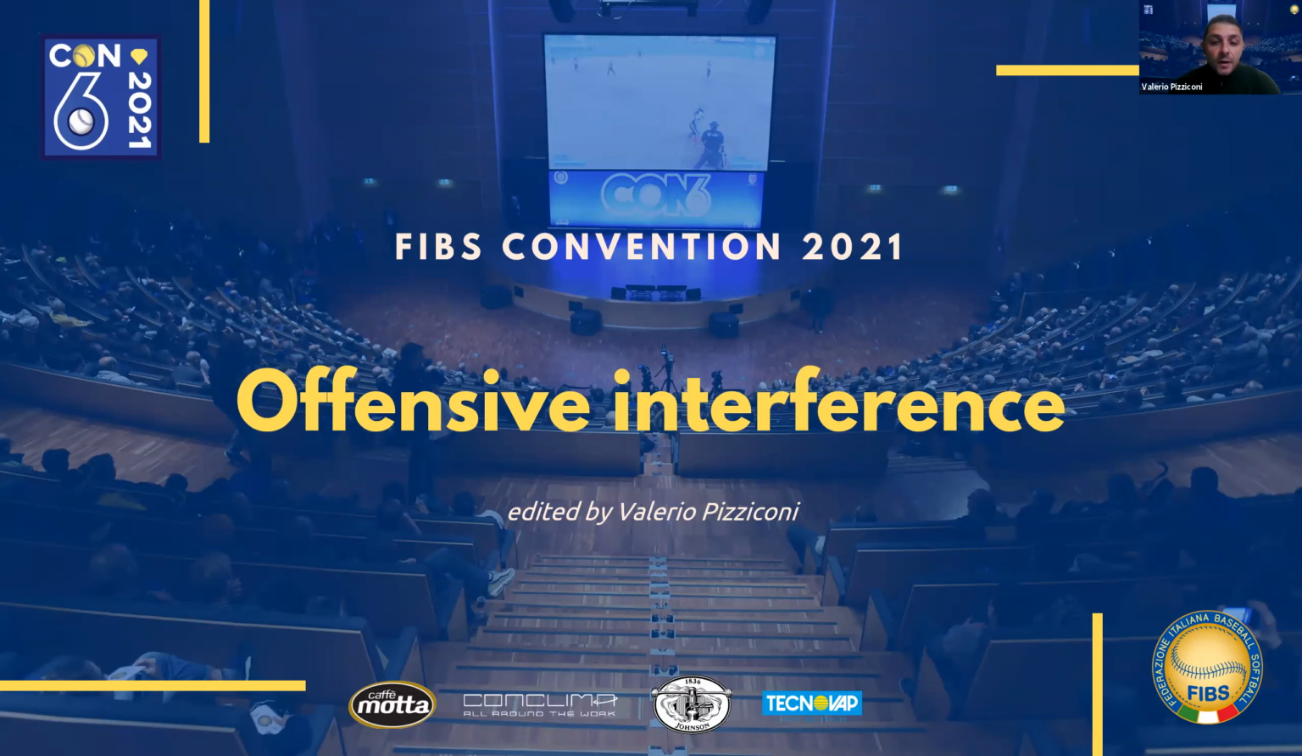Greetings to all. Today we will speak about offensive interference. This refers to a team on offense that obstructs the defensive team from performing their defensive responsibilities. This is an interesting topic for us to discover, and we will dive deeper into the theory and application of how this impacts a game of baseball.